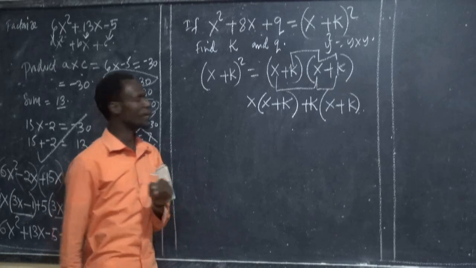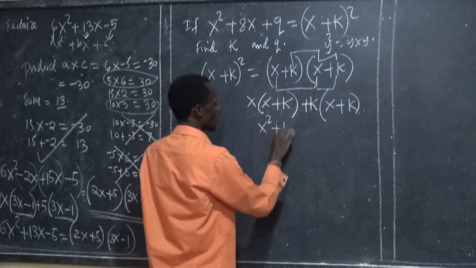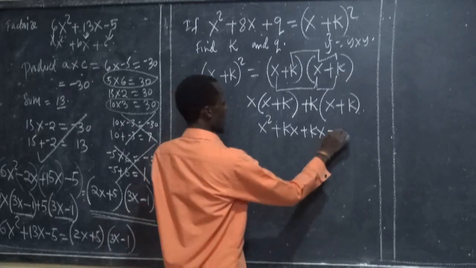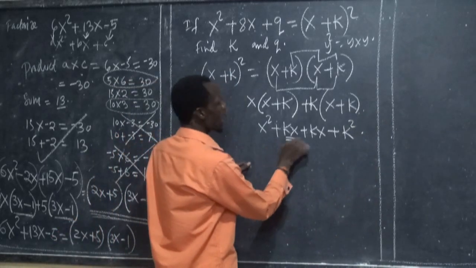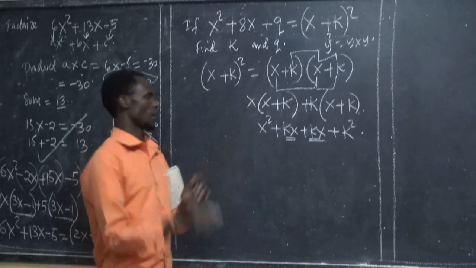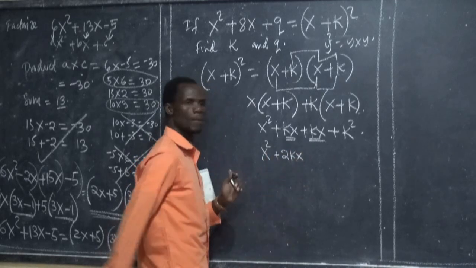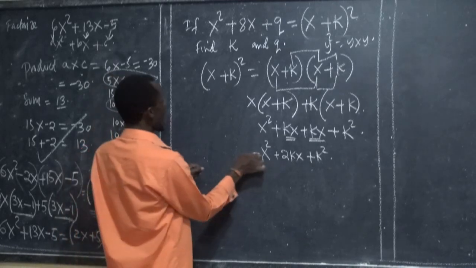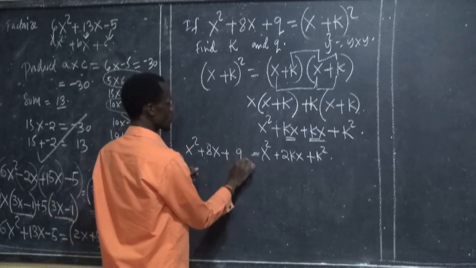Then let us open the bracket. x times x, that is x squared. Then this is k plus kx. Then plus kx. Then plus, this time this one is k squared. This is kx and this is kx, meaning these are called like terms. Now we put them together, then we find it is x squared plus 2kx plus k squared is equal now to x squared plus 8x plus q. This is what we have.